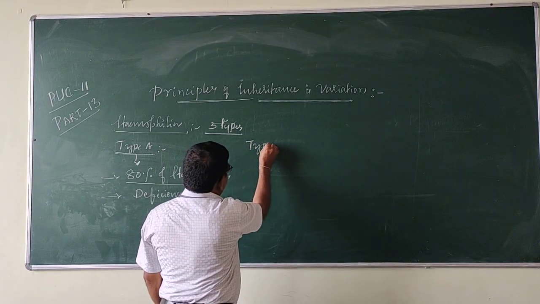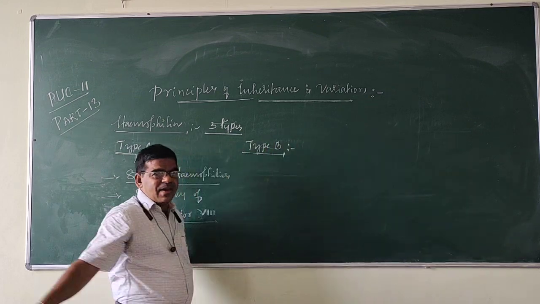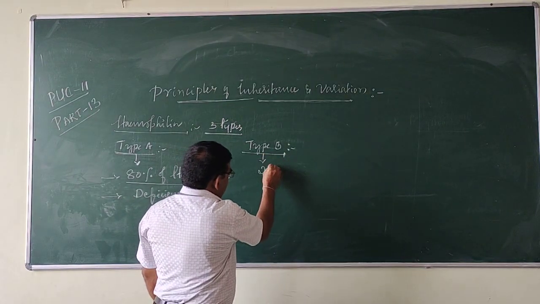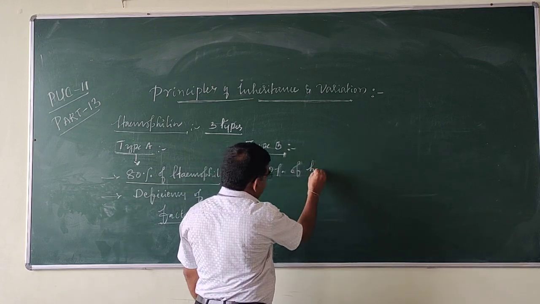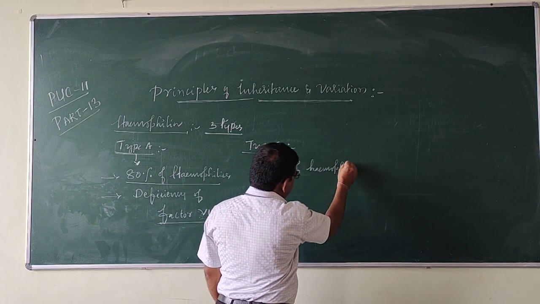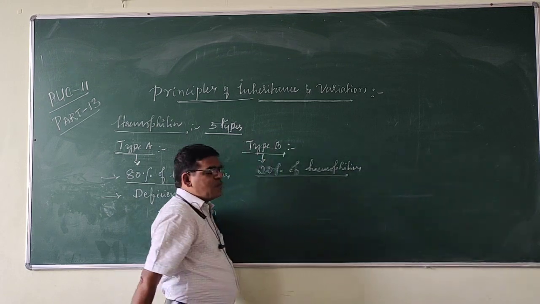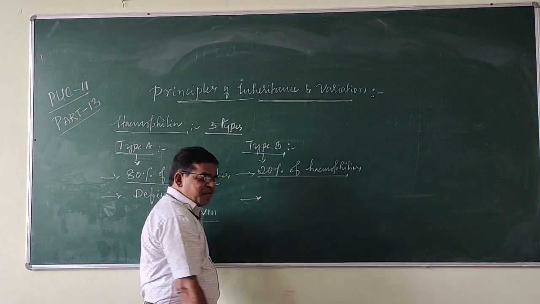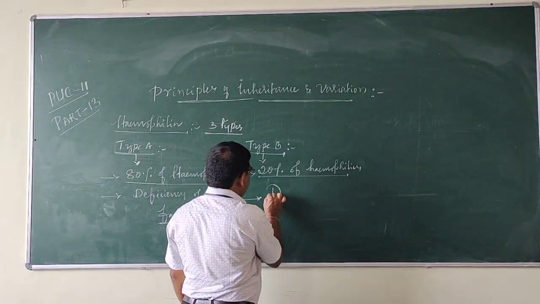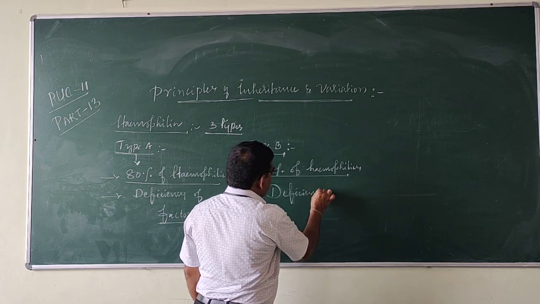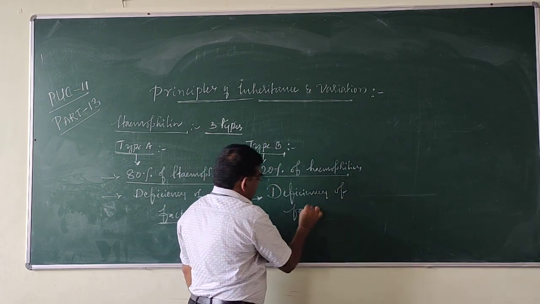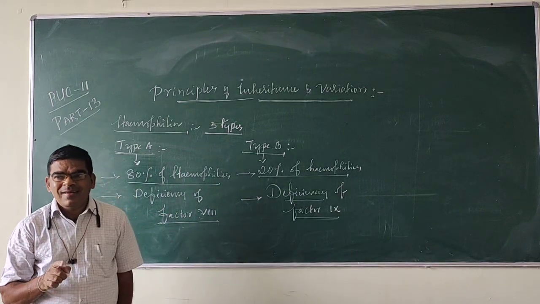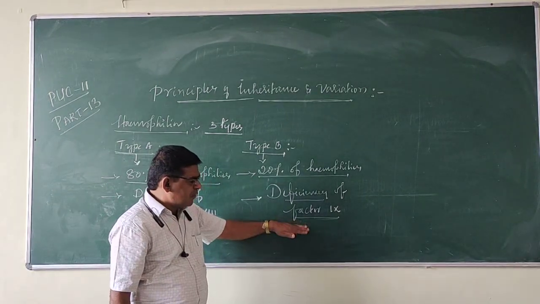Next, the second one, type B hemophilia. Type B hemophilia is exhibited by 20% of hemophilics. And it is caused due to the deficiency of factor 9. Type B hemophilia is caused due to the deficiency of factor 9.